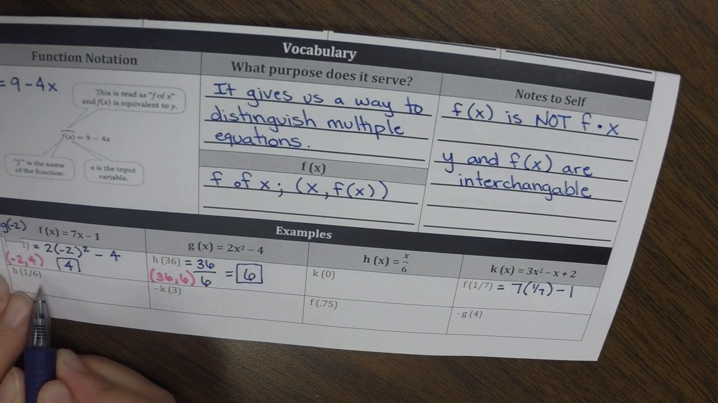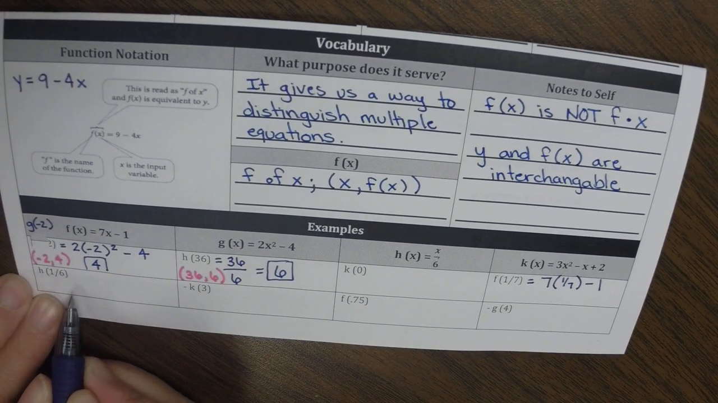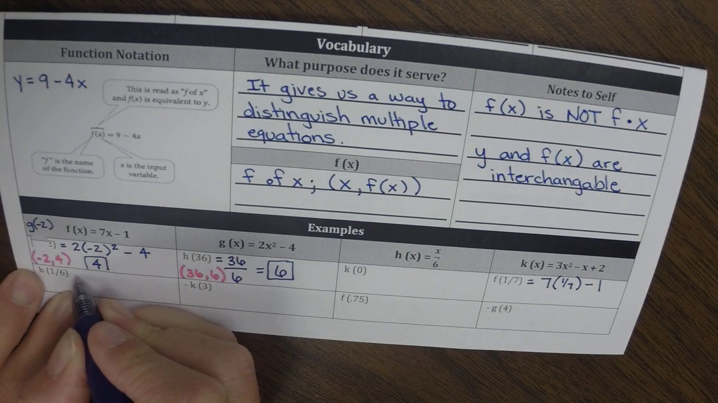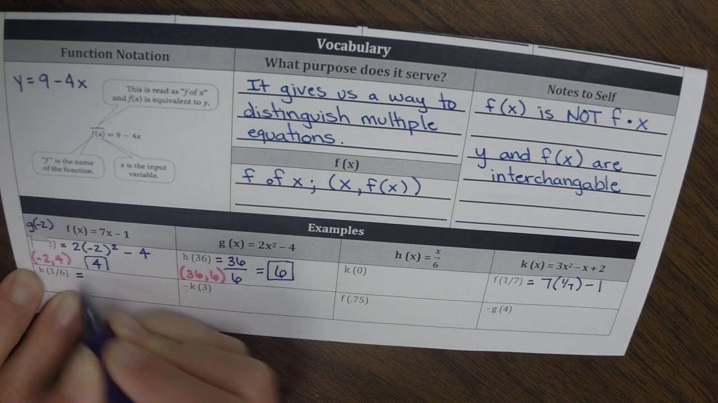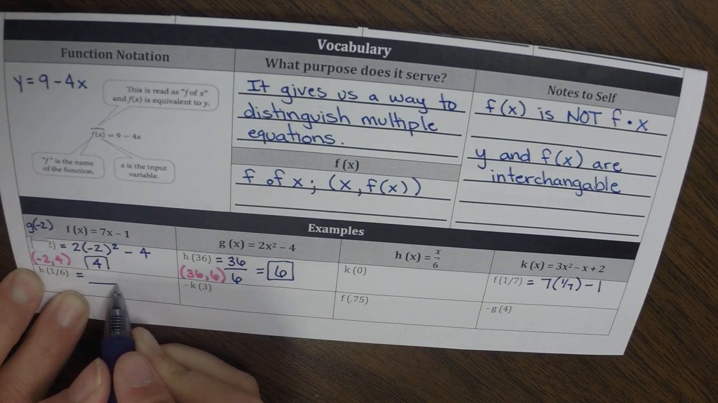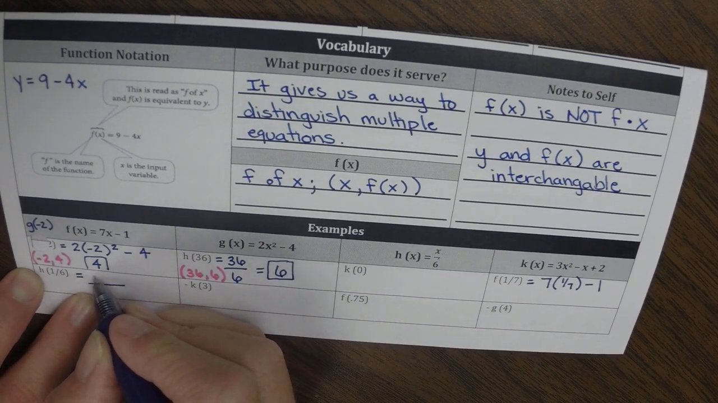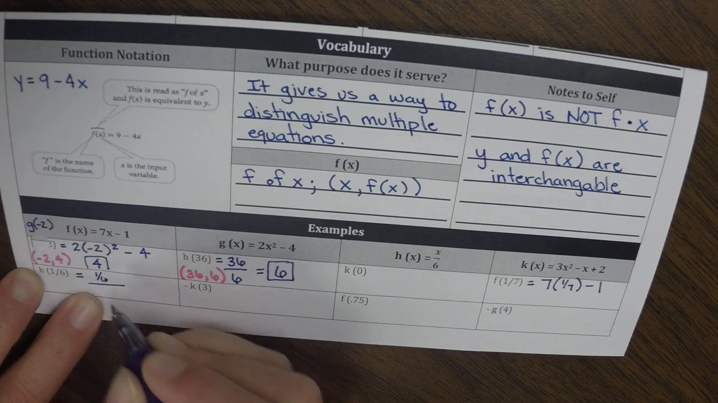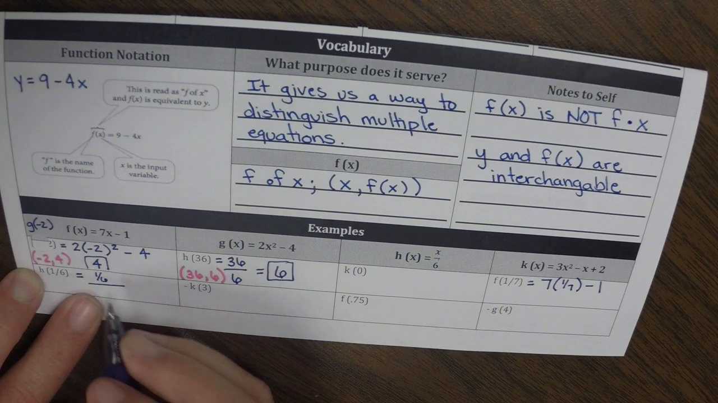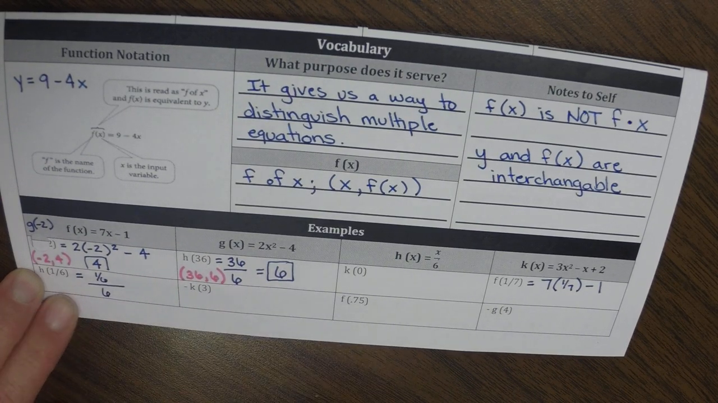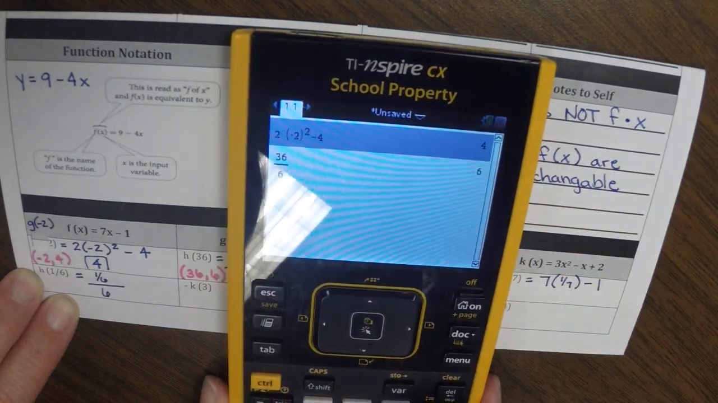H, this one, same thing. I'm going to help you set it up, but I'm going to have you put it in your calculator. So this one is a little bit odd because here's my fraction, right? Here's function h. X is on the top. So I have 1/6 on the top of my fraction, and I have 6 on the bottom. Okay, so I totally lied because I'm going to show you how to put this in the calculator.